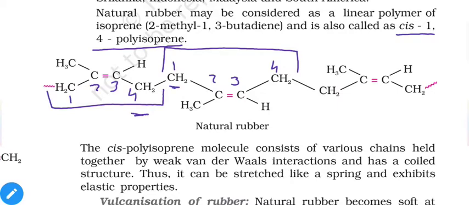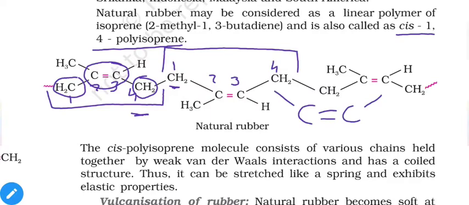Okay, so the same type of repetition will be observed throughout the molecule. Always the first carbon and 4th carbon are in attachment with adjacent monomeric molecules. Now if we observe the position of this first and 4th group, because of the double bond, if they are on the same side, then the structure will be called cis, and if they are on opposite sides, then it will be called trans.